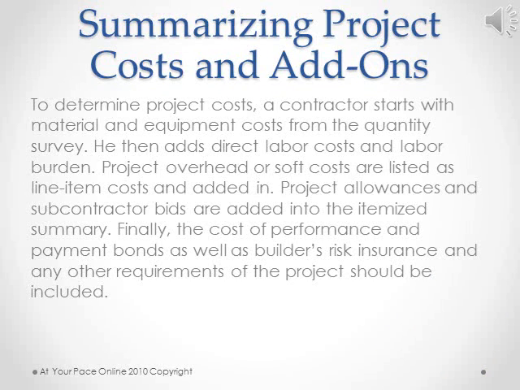Summarizing project costs and add-ons. To determine project costs, a contractor starts with material or equipment costs from the quantity survey. He then adds direct labor costs and labor burden. Project overhead or soft costs are listed as line item costs and added in. Project allowances and subcontractor bids are added to the itemized summary. Finally, the cost of performance and payment bonds, as well as builder's risk insurance and any other requirements of the project, should be included.